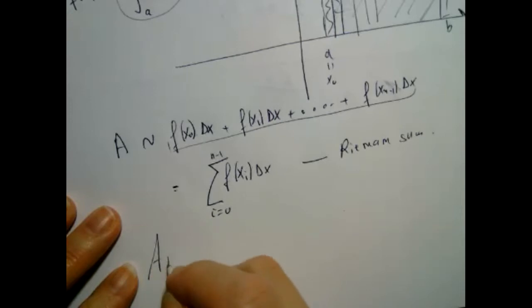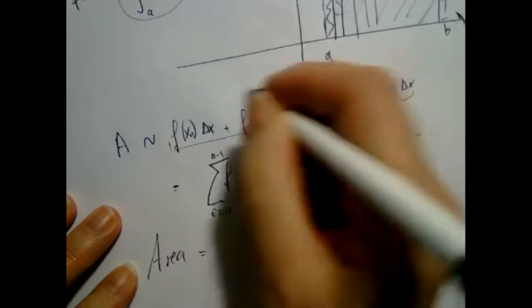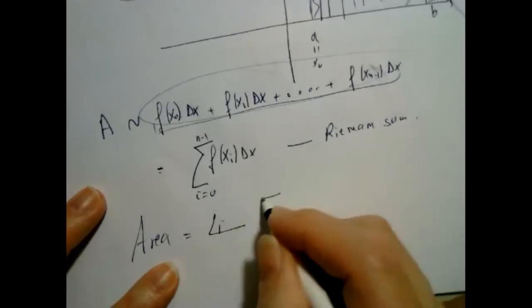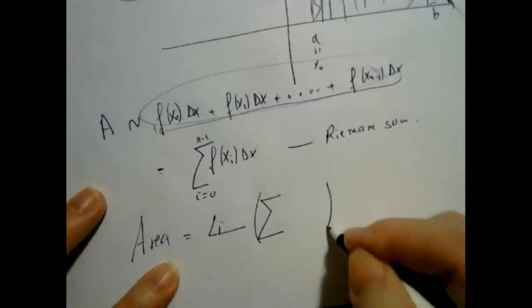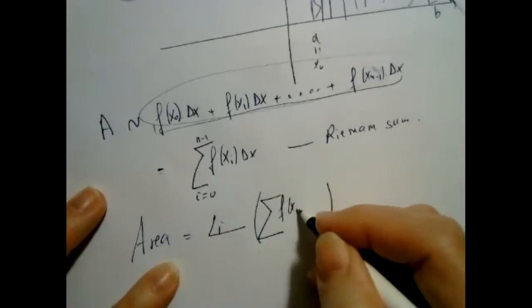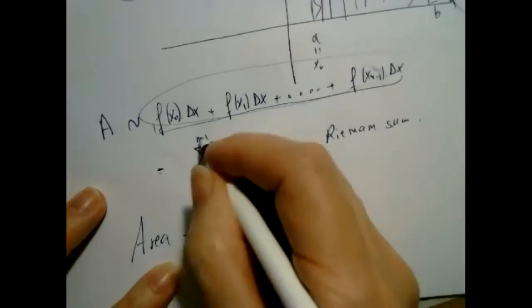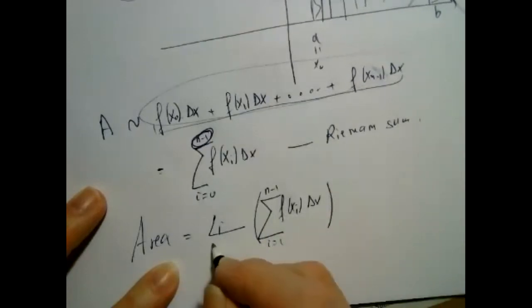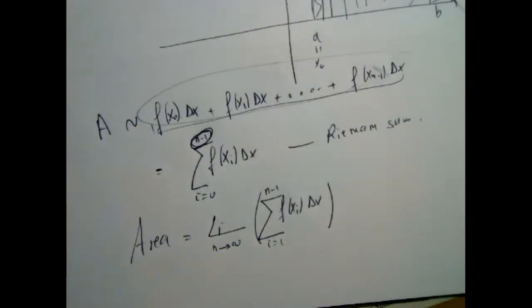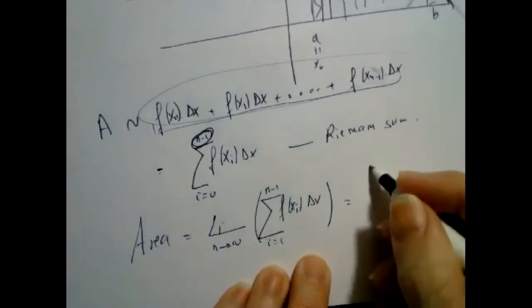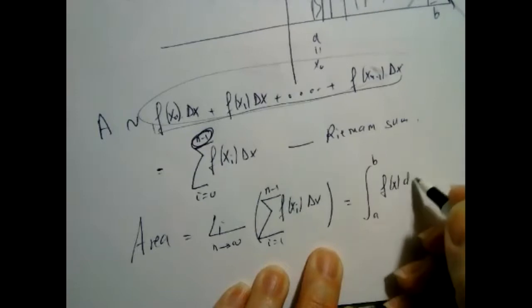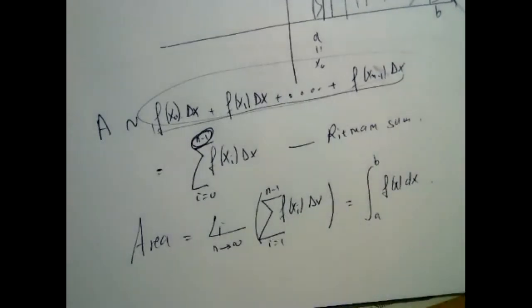And the actual area is basically what happens to this sum when we take a lot of subdivisions. So it was the limit of those sums. What happens to those sums when the number of subdivisions n becomes very large? We express this by saying the limit. And this is basically what we call the definite integral. So that's what we know so far.